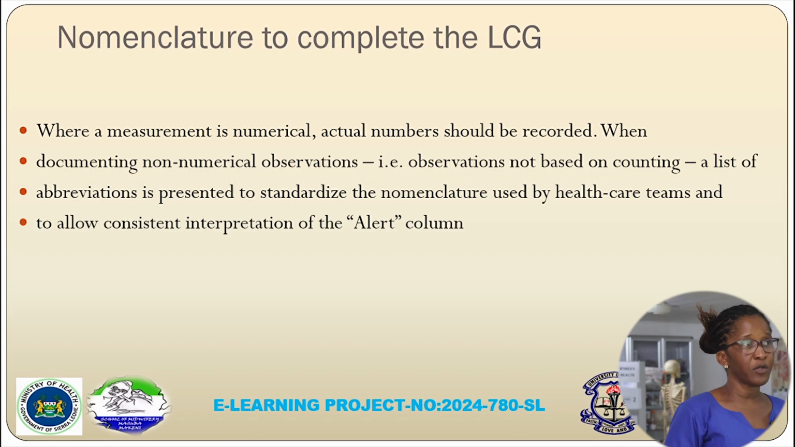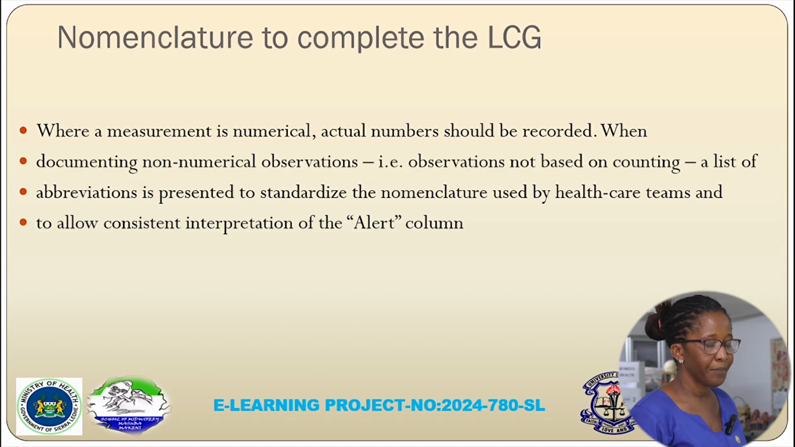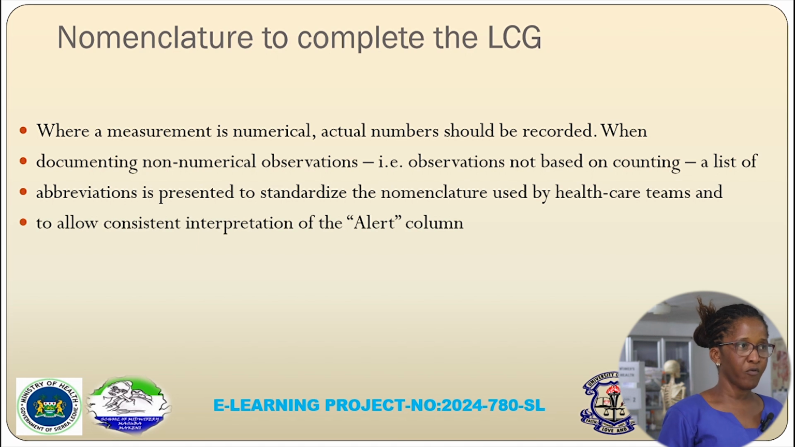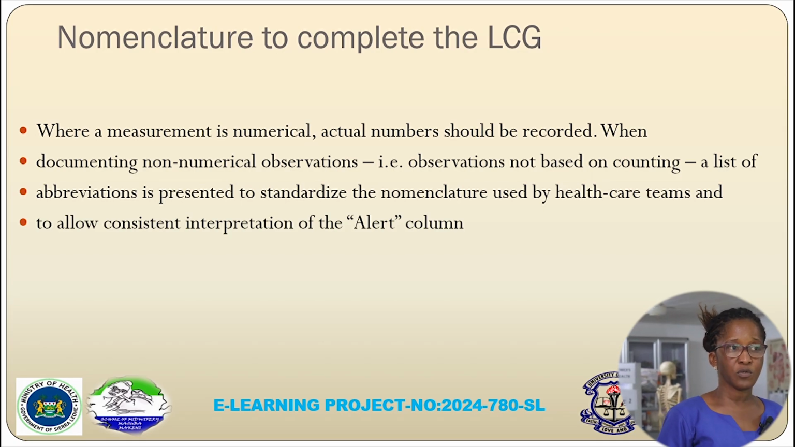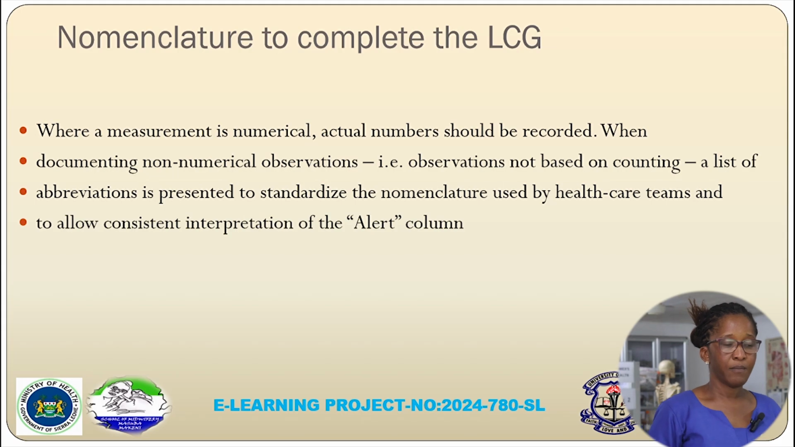So, we want to talk about the nomenclature to complete the labor care guide. Where a measurement is numerical, actual numbers should be recorded, like we have for the blood pressure, 110/140. So we record the actual number of the blood pressure. Documenting non-numerical observation, that is based on observation, not based on counting, a list of abbreviations is presented. We'll look at them on our next slide to allow consistent interpretation of the alert line.